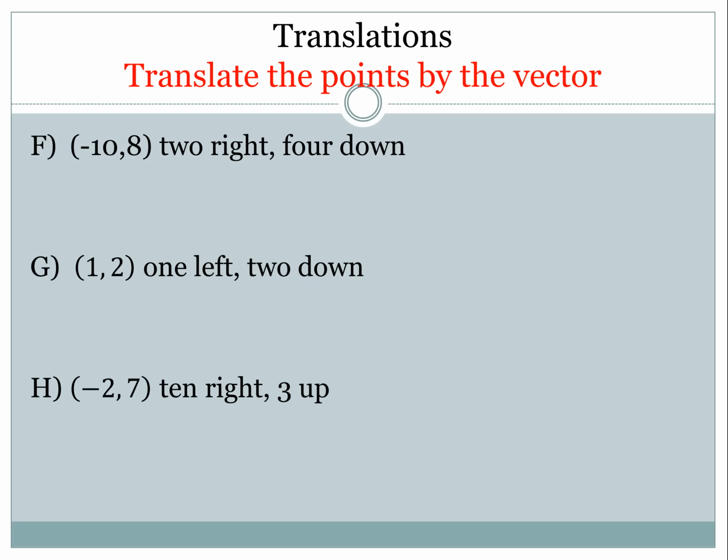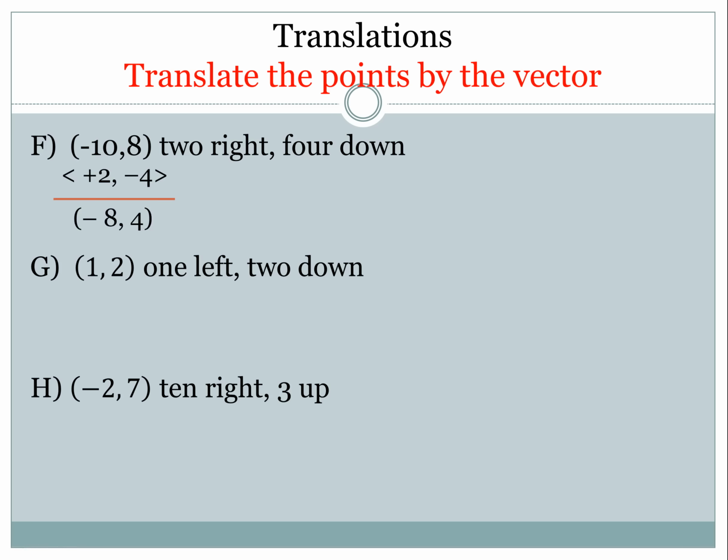All right, so we're just going to translate these points, F, G, and H. We're going to translate each of them. So to go 2 right, 4 down: 2 right is the x coordinate, and if I'm moving towards the right, it is absolutely adding. 4 down is the y coordinate, and if I'm going down, I am absolutely subtracting. So I have my vector <+2, -4>, and that of course gives me my new point.